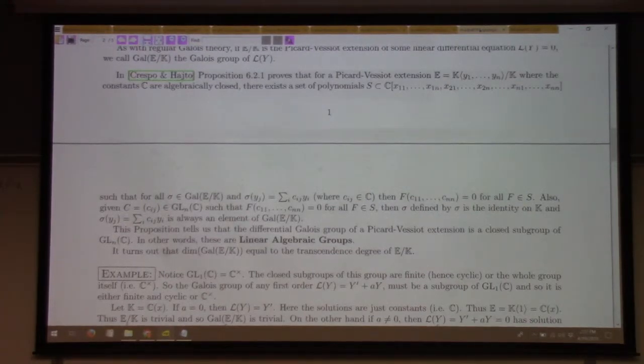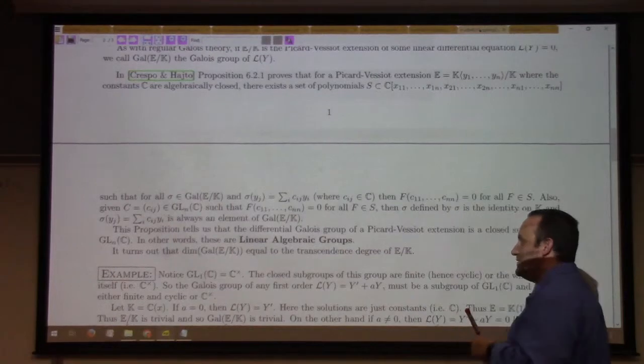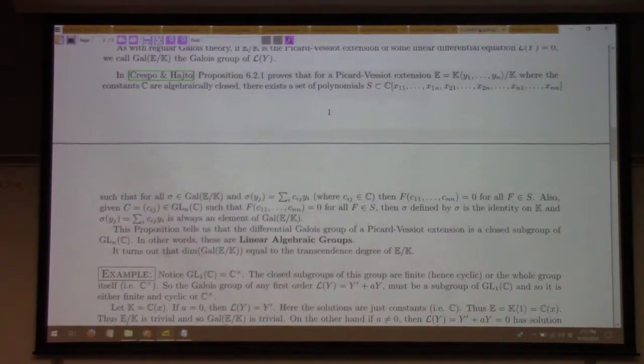Anyway, this proposition tells us that the differential Galois group of the PV extension is a closed subgroup of GL_n(C). In other words, a differential Galois group is a particular kind of linear algebraic group. Did we define linear algebraic group? We did not. That is a graduate level topic. Maybe you'll learn about it sometime soon. It turns out that the dimension of the differential Galois group of E over k is equal to the transcendence degree of that.